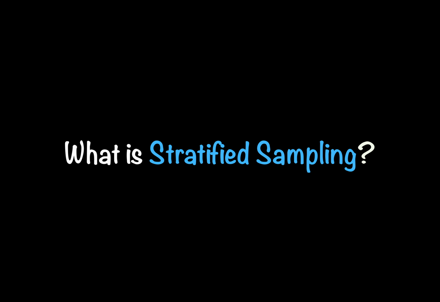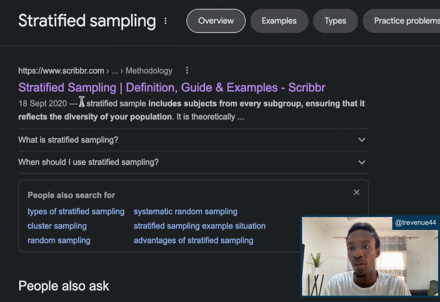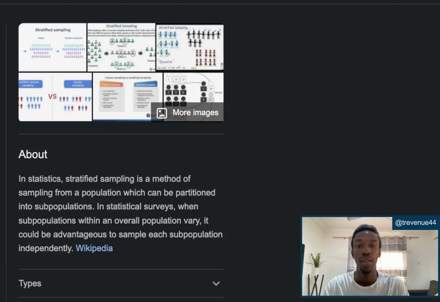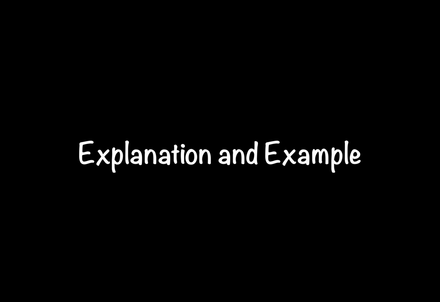So I was reading yesterday and I came across this term called stratified sampling. Now, what is stratified sampling? When you Google the word, an article on Scribbr says that a stratified sample includes subjects from every subgroup, ensuring that it reflects the diversity of your population. Then Wikipedia says that in statistics, stratified sampling is a method of sampling from a population which can be partitioned into subpopulations.